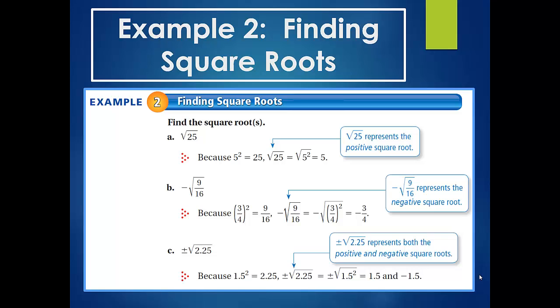And for C, we have plus or minus the square root of 2 and 25/100ths. Because 1 and 5/10 squared equals 2 and 25/100ths, plus or minus the square root of 2 and 25/100ths would equal plus or minus the square root of 1 and 5/10 squared. So our answer would be 1 and 5/10 and negative 1 and 5/10. We want both the positive and negative square roots of this problem.